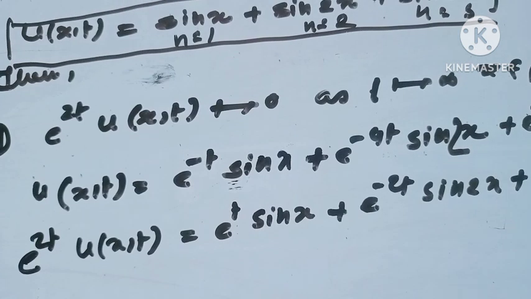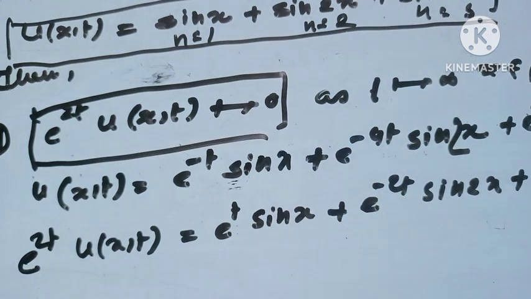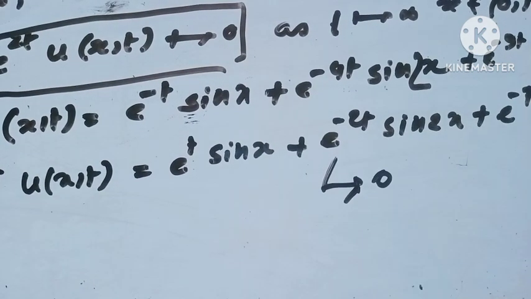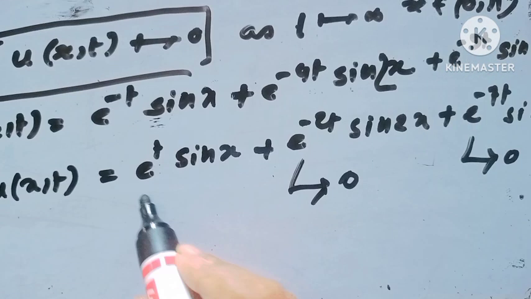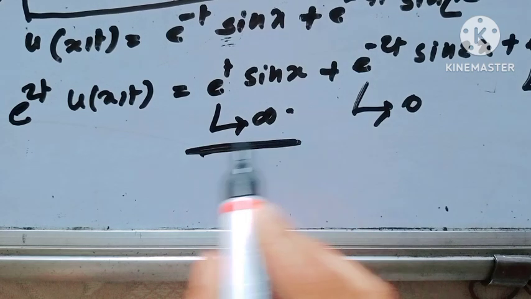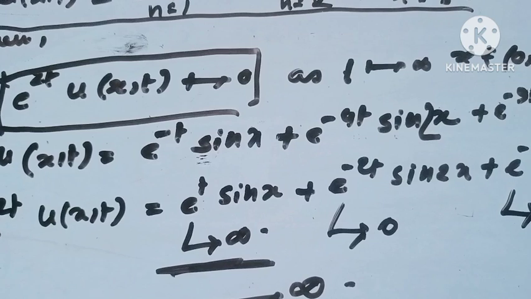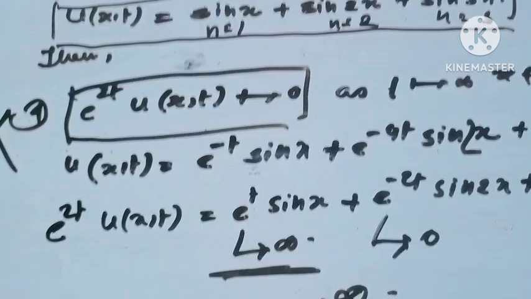And here it says e to the power 2t u(x,t) tends to 0 as t goes to infinity. For this, as t goes to infinity, this term goes to 0, this term goes to 0, but this term goes to infinity. But since this term goes to infinity, the whole term goes to infinity. So e to the power 2t u(x,t) tends to 0 as t goes to infinity for all x belongs to (0, pi). This is the wrong option.